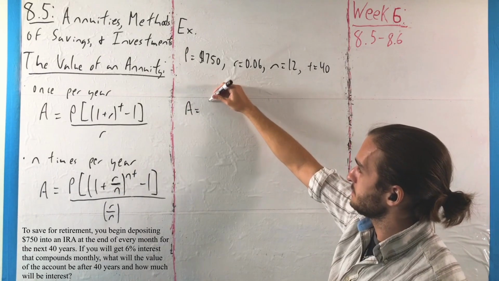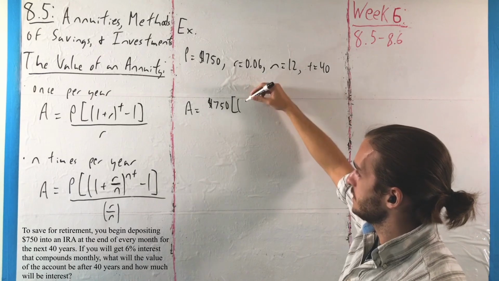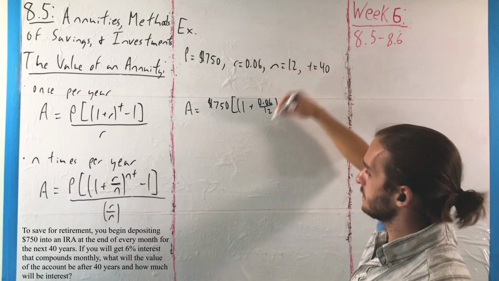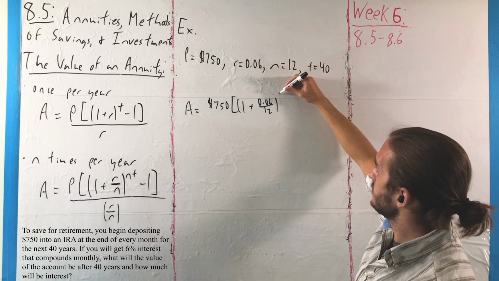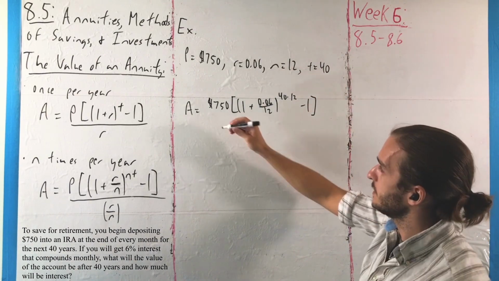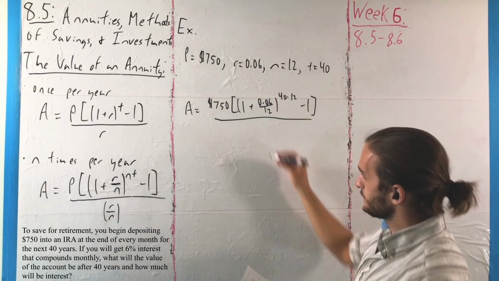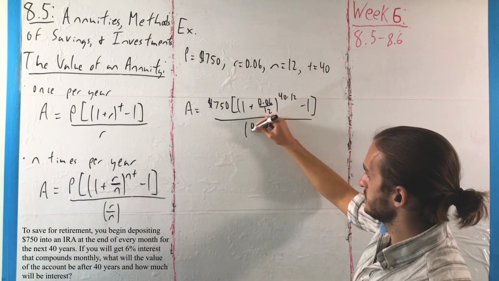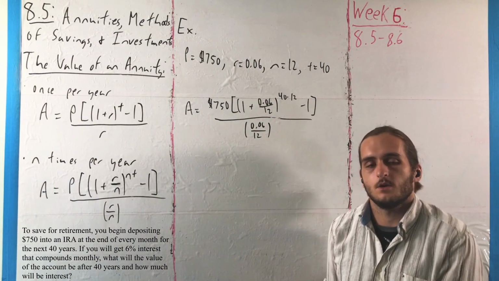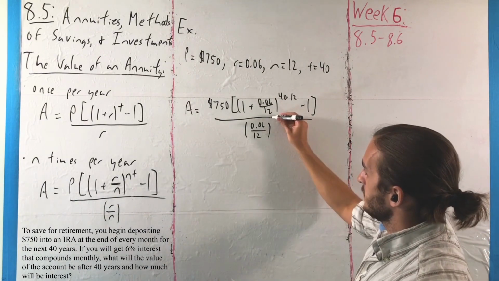So A is equal to P, $750, times the bracket of 1 plus r over n, so 6% divided by 12, raised to the nt, so this is the big driver of everything, that 40 times 12 horrible mess of a number, all with 1 subtracted from it, and then divided by 6% over 12. Don't do this by hand. Just don't. You've got a calculator, use your calculator for this. Your life will be better.